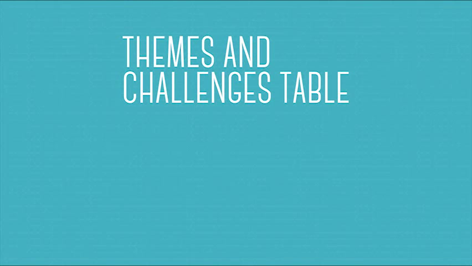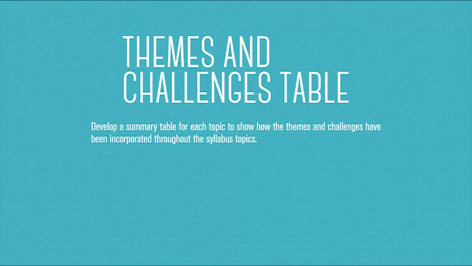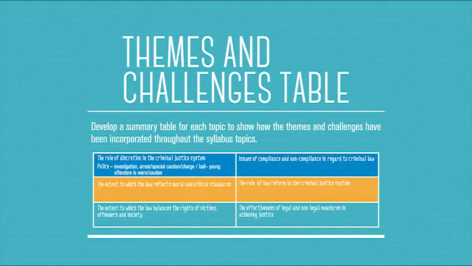The themes and challenges are very, very important, as I've alluded to before, and so you need to develop a summary table for each of the themes and challenges to show how they've been incorporated through the syllabus. You can see that I've got an example of what a table might look like. And in terms of one of the themes and challenges, in the crime topic, the role of discretion in the criminal justice system, I've just given an example of how you can incorporate something from the syllabus into that.